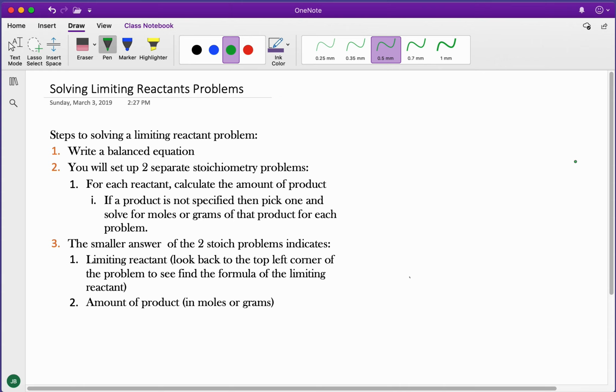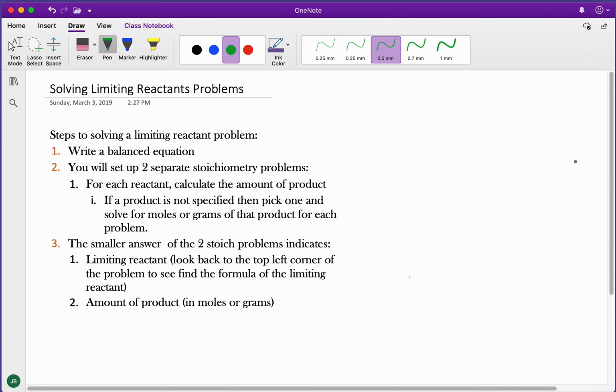So the first thing you want to do is make sure that you write a balanced equation, or that the equation that's been given to you is balanced. And after that, you're going to set up 2 separate stoichiometry problems, and for each reactant, calculate the amount of product. If the product is not specified, where the problem doesn't state you're looking for product X or product Z, you pick the product, okay? And you stick to using that same product for both of your 2 stoichiometry problems.